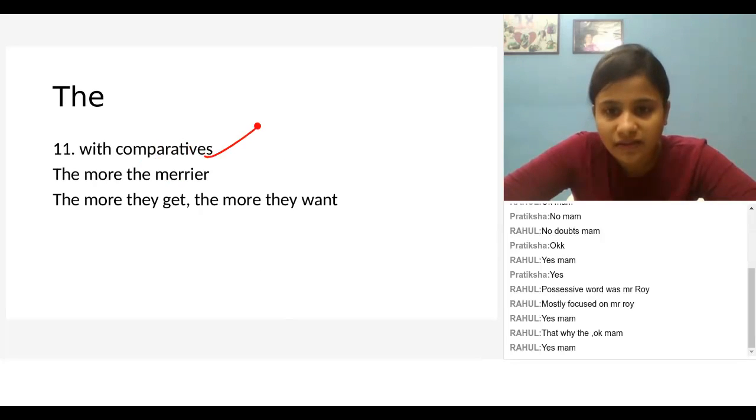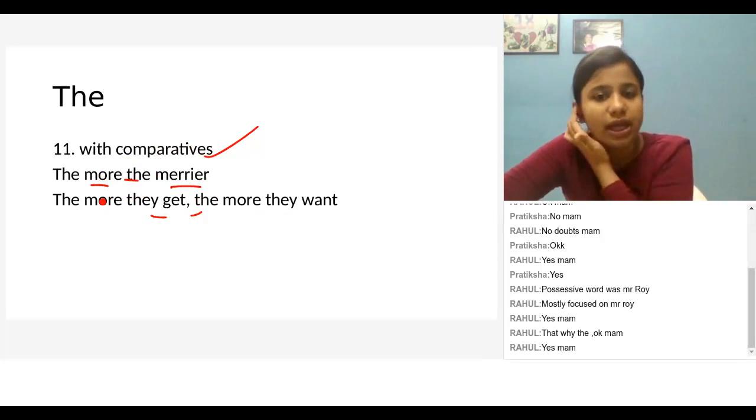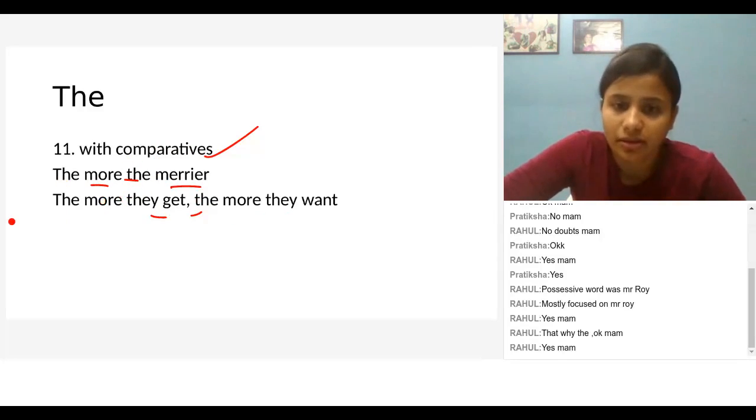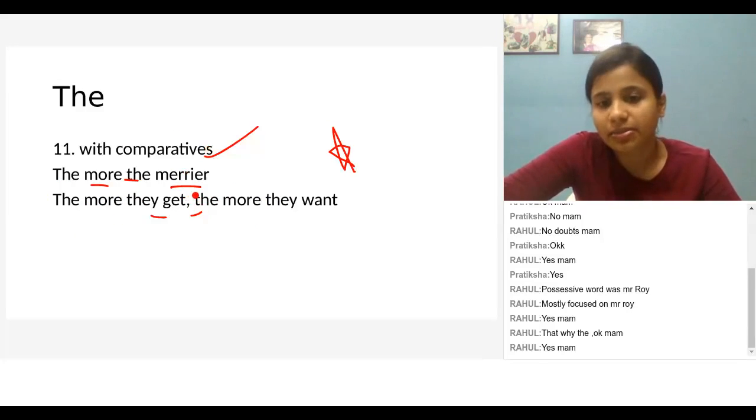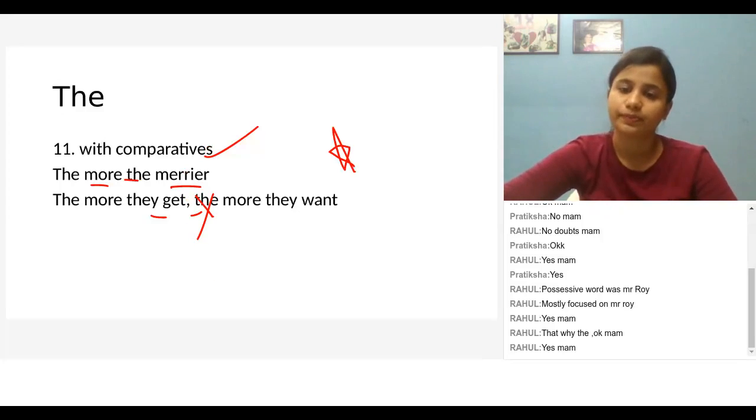Again with comparatives, the more the merrier. So these are all comparatives, right? The more they get, the more they want. So we'll have the, you will never say more merrier. It has to be the more the merrier. The more they get, more they want will again be incorrect. The more they get, the more they want. Now this is one case in exams where you get questions, okay? In the comparative sense, sometimes they will omit a the and you will have to check for the errors.